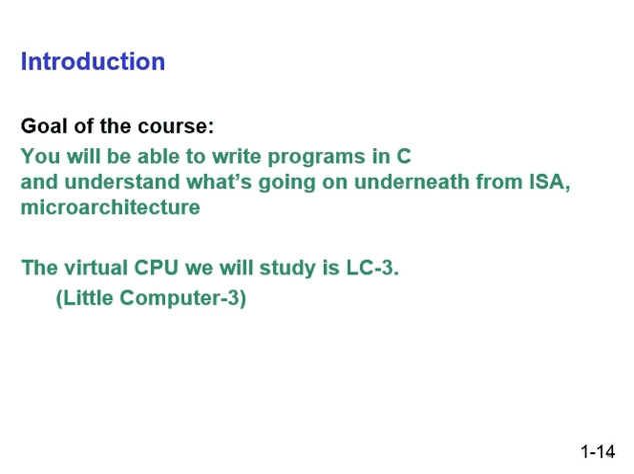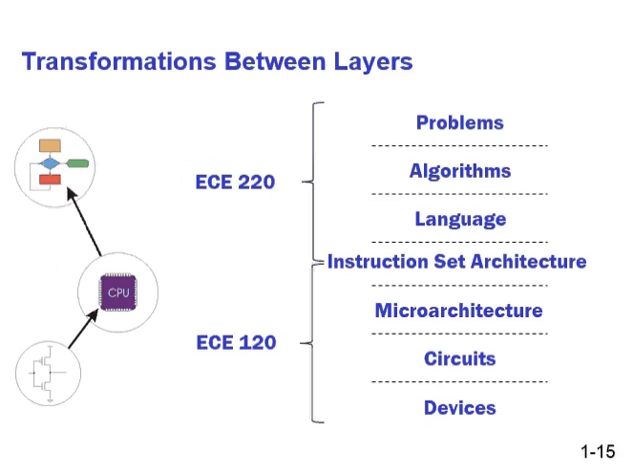What is the goal for the course? You will be able to write the programs in C and understand what's going on underneath from the microarchitecture. In the course of 120, you study the layers, devices, circuits, microarchitecture, and assembly level. And now when you go to this course, you study assembly language, algorithm, and problem.